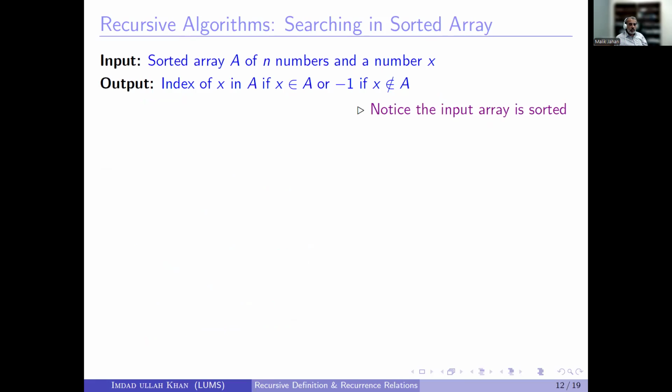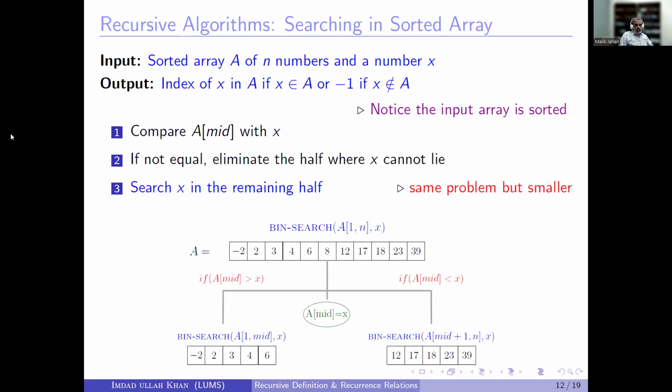Algorithms can be defined recursively. So this is one of the famous searching algorithms which we have talked about previously. And if you recall your CS100 days, you might be able to recall this fundamental searching algorithm, which is essentially searching in a sorted array. So the input is a sorted array of n numbers, and an additional number x has been given. Our task is to return the index of x in A if it is present. Otherwise, it should return -1.